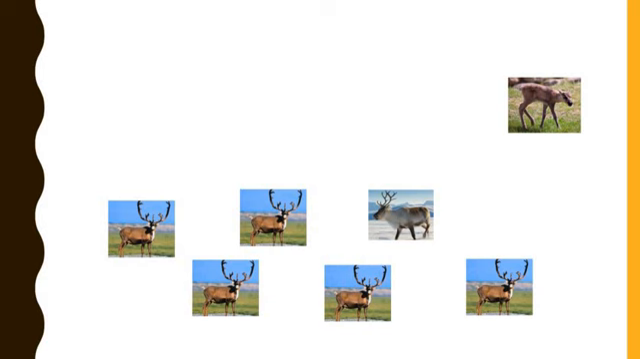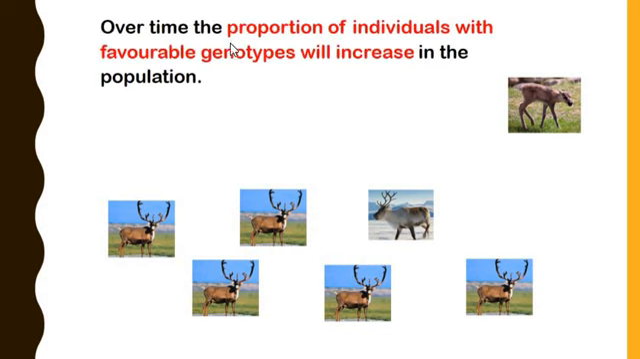Okay. Now, over time, the proportion of individuals with a favorable genotype will increase. And again, we have to refer back to the scenario. In this case, the reindeer with shorter fur. That's the favorable phenotype. And so those are the ones that end up kind of dominating the population. Okay, and over time you have a change in the allele frequency. The allele for short fur is just a lot more frequent than the allele for long fur.